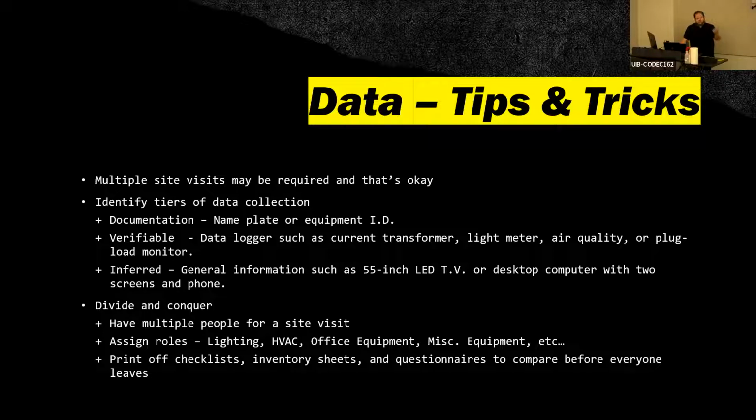And then there's also inferred. General information is fine because you can eventually find it on the web, or what EnergyStar and ASHRAE have done is they compiled a list of just common things. So like a 55-inch LED TV, you can input that into EnergyStar and it will figure it out on the back end, and how much energy it's going to be using. And then typical operating, you'll pull that from the operating data you've inputted, or assume as a default. Then lastly, divide and conquer. Having multiple people for the site visit is always great.